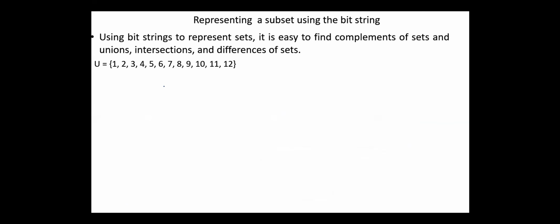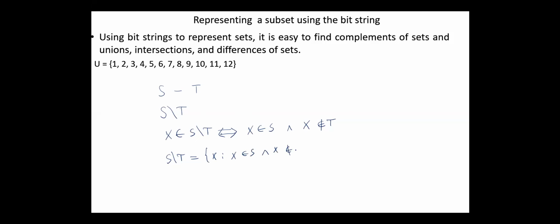The set difference between two sets, S and T, denoted S minus T, also called the relative difference, is defined as the set that consists of the elements of S which are not elements of T. So x belongs to the set difference S minus T if and only if x is an element of S and x does not belong to T. Or it can also be written as S minus T equals the set of x such that x belongs to S and x does not belong to T.